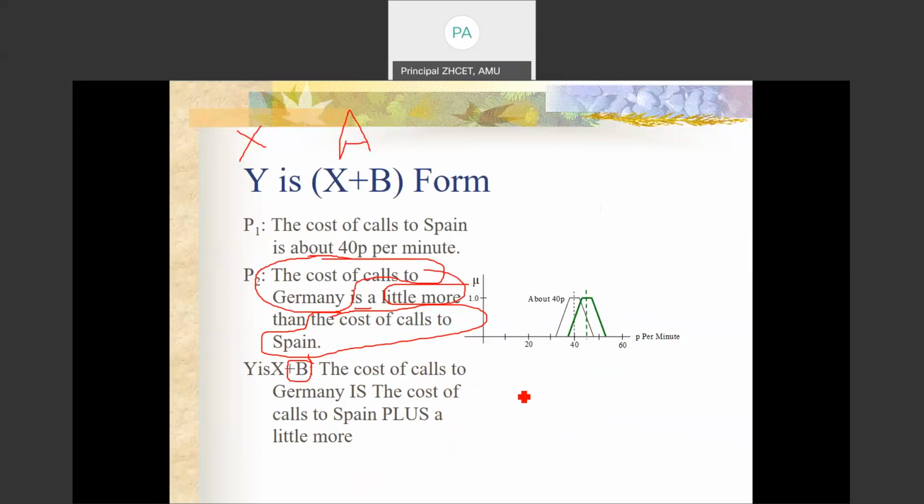Now, what can be the question answering in this case? If somebody asks what is the cost of calls to Germany, and the proposition says the cost of calls to Spain is about 40 pence per minute, my answer after deduction would be: the cost of calls to Germany is 40 pence per minute plus a little more. If you give me the membership function, I can say the cost of calls to Germany is like 45 pence per minute, 43, 50, depending on what kind of membership function I present to my fuzzy logic deducer, right?